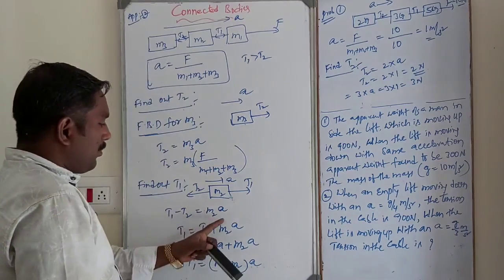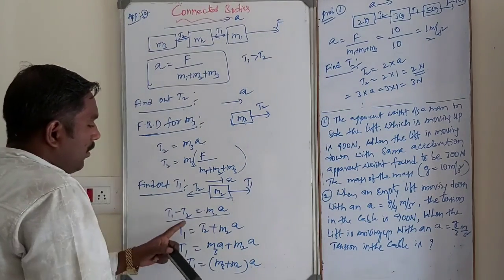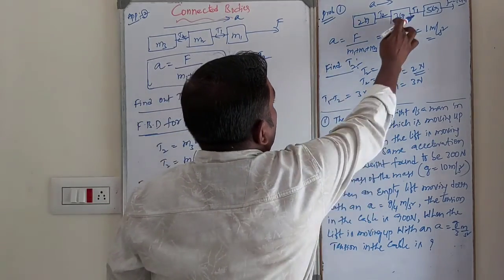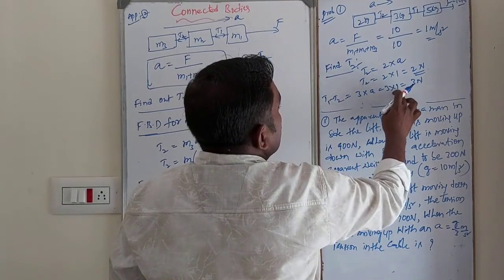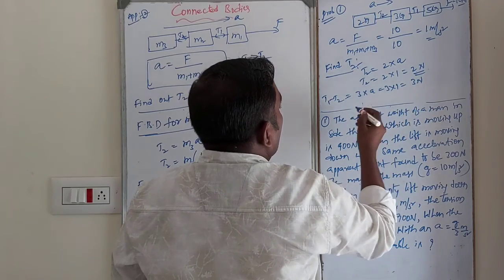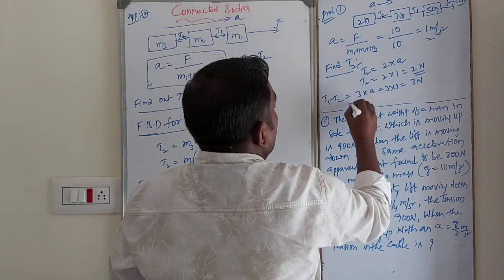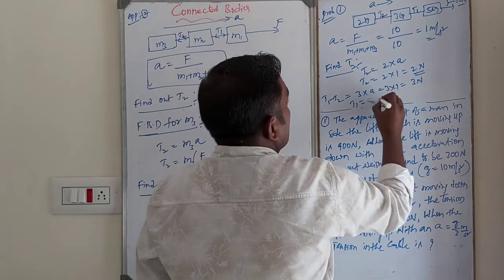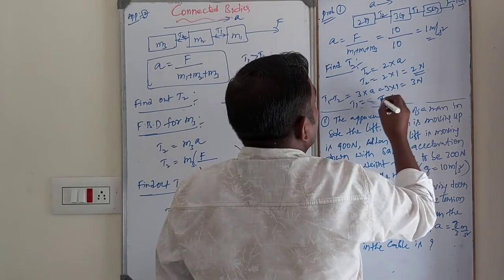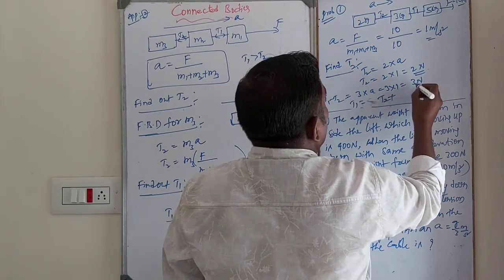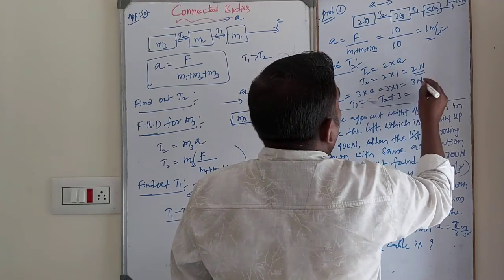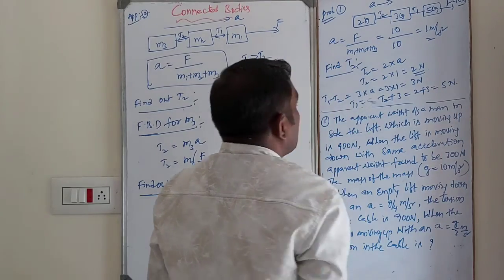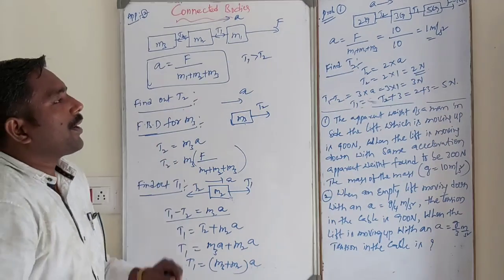T1 minus T2 equal to M2A. Please remember it. T1 minus T2 is equal to M2A. So A is equal to 1. 3 into 1, 3 Newton. Okay. Next, so I want T1. T1 equal to T2 plus 3 Newton. So 2 plus 3. That is equal to 5 Newton. So T1 is equal to 5 Newton.